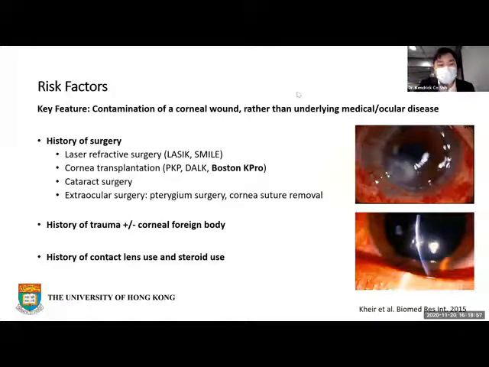Now, the risk factor is basically contamination rather than any underlying medical or ocular factor. And so you see it in LASIK and SMILE. We had a recent case in a Boston K-Pro requiring explantation and retransplantation. They also are seen in cataract surgery and even extraocular surgery. They can also be seen related to trauma and cornea foreign bodies, and also contact lens use and steroid use, although maybe to a lesser degree than, say, acanthamoeba.